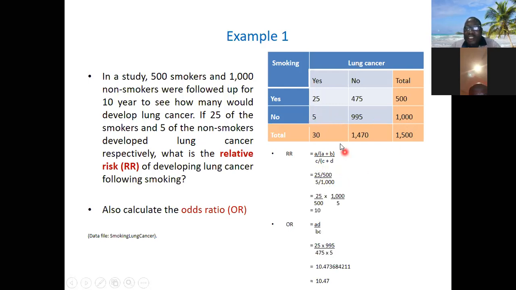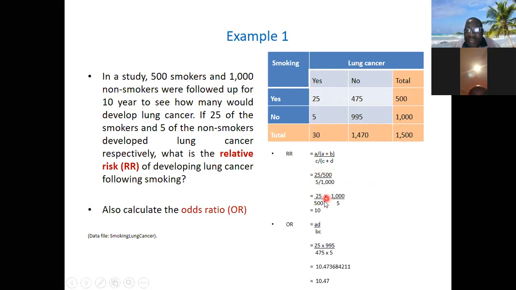It's the same thing as saying A over A plus B. This is A, this is B, 500 is A plus B. This is C and D, C plus D means this 1,000. So the formula is not so compulsory. It's better you appreciate it when you look at the real values.